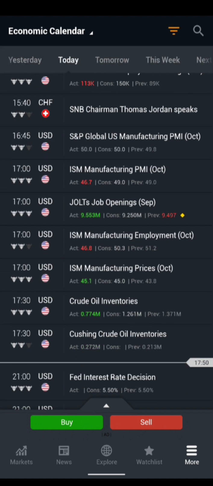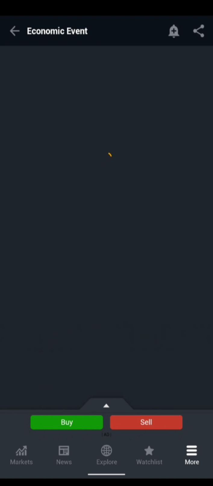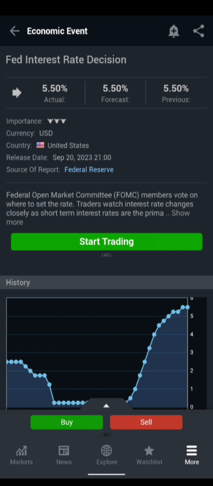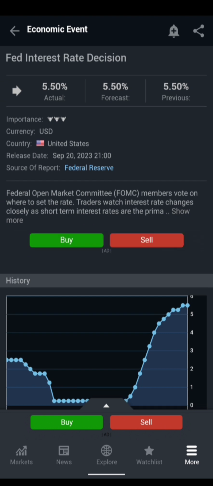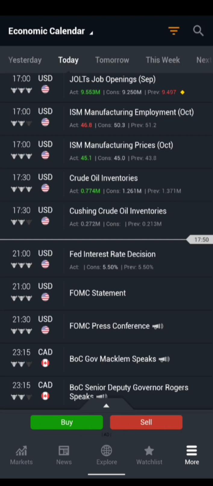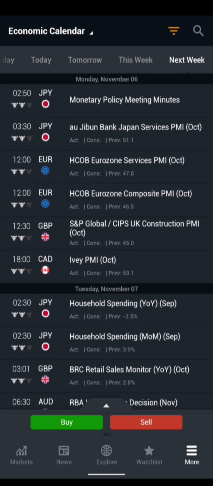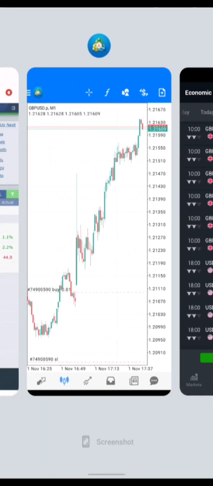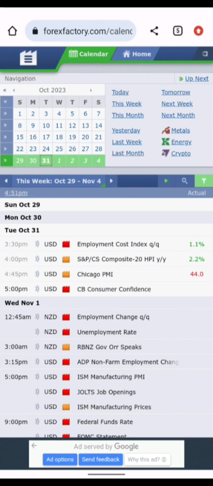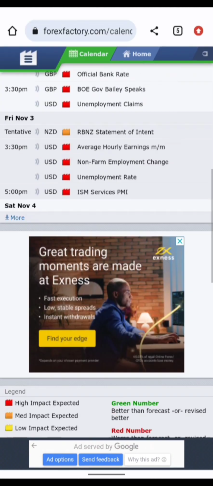So today at 9 p.m. we have the Fed interest rate decision. The Federal Reserve Bank is going to read the interest rate. Let me show you another app. You can keep tab of events for months, unlike this one, which is only restricted to a week, this week and next week. But let's look at investing.com. So, Forex Factory. You just search Forex Factory in your browser. It will give you something like this.